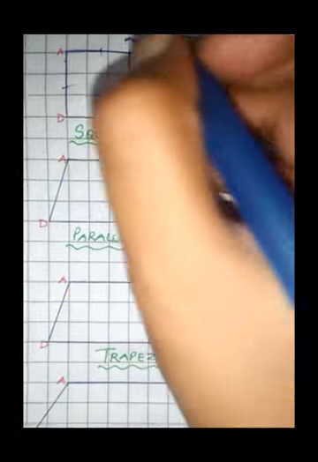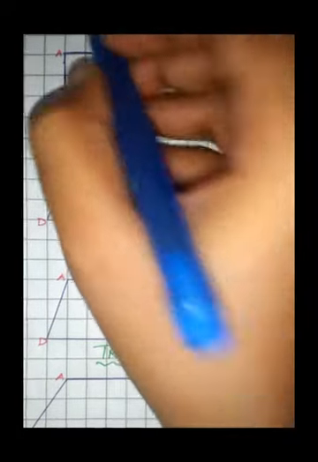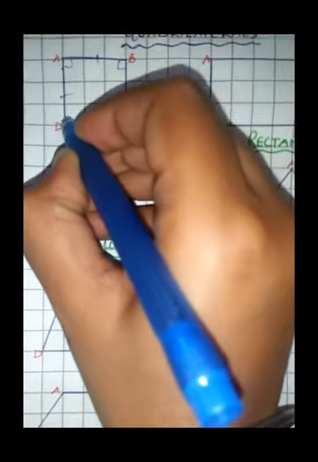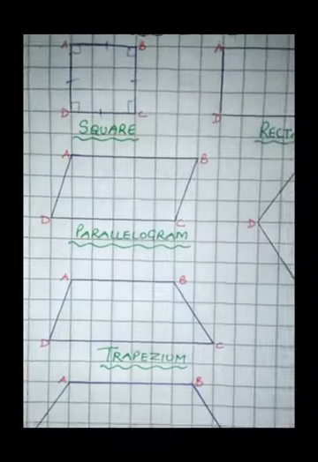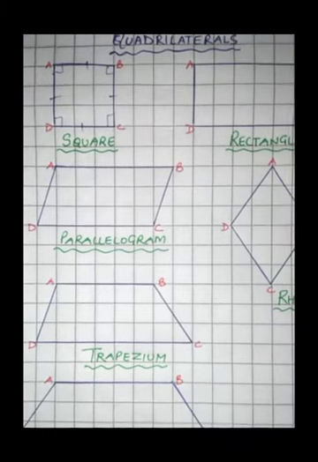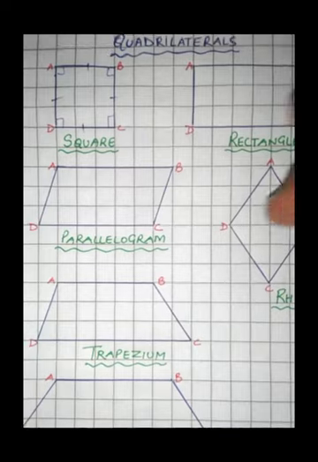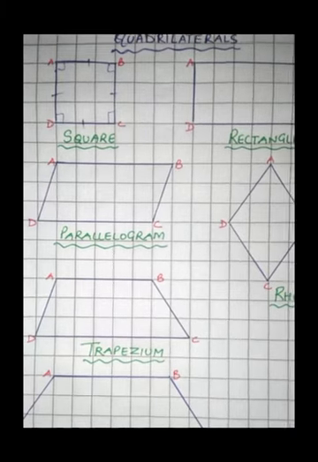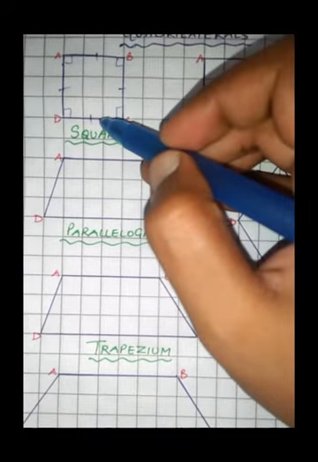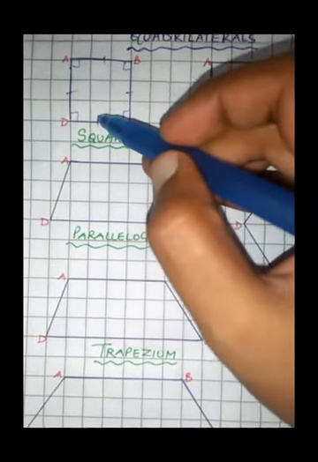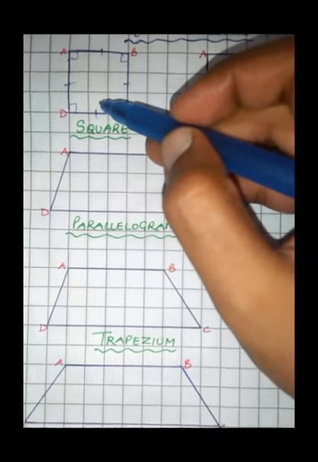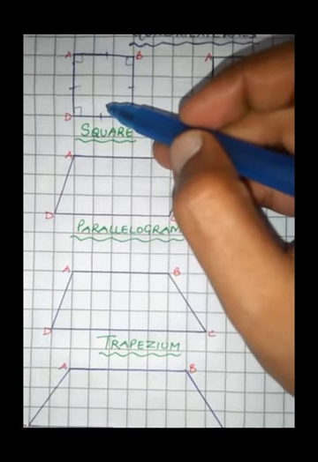Okay. Now all the four sides are equal and also the four angles are always equal to 90 degree. So children, we will basically learn about the sides and angles of each quadrilateral. So in a square, all the four sides are same and all the four angles are also same and they are always right angles. That means they will always measure 90 degree.